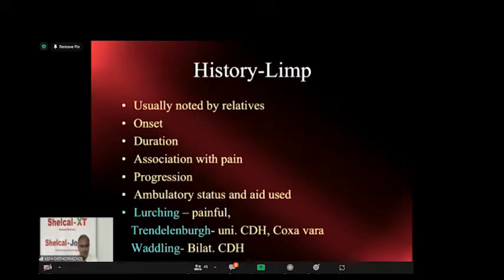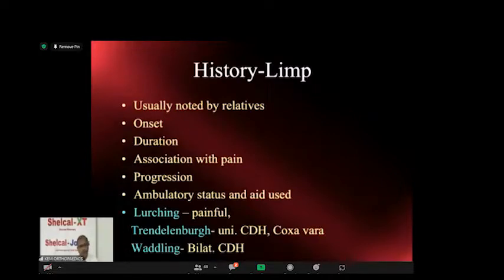Next, limp. Limp is usually first noticed by the relatives rather than the patient himself. As an examiner, as a doctor, you can notice the limping of the patient rather than the patient noticing it. What is the onset, duration, whether pain is there or not? Remember, whenever you are commenting about lurching gait, remember it's a painful gait. If the patient has no pain while he is walking, then please don't comment it's a lurching gait. Just 2-3 points. Gait is a separate lecture altogether.